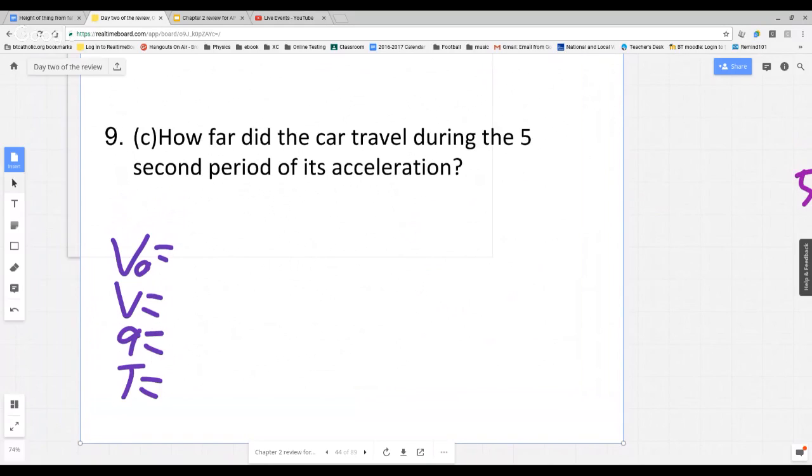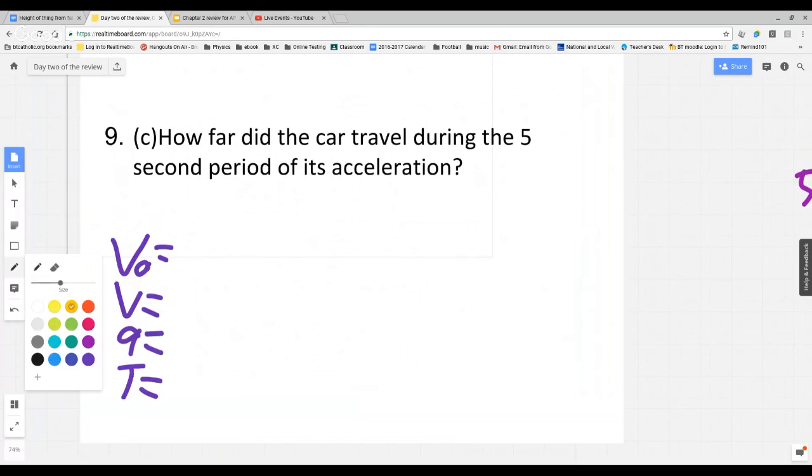9C, there's another one. How far did the car travel during the 5-second acceleration? There are probably three ways. You can use Formula 3, Formula 5, or fancy Formula number 1. The important thing about Formula number 1 is that it uses the average velocity. Since we just solved for that, we can use it. It was 12.5.